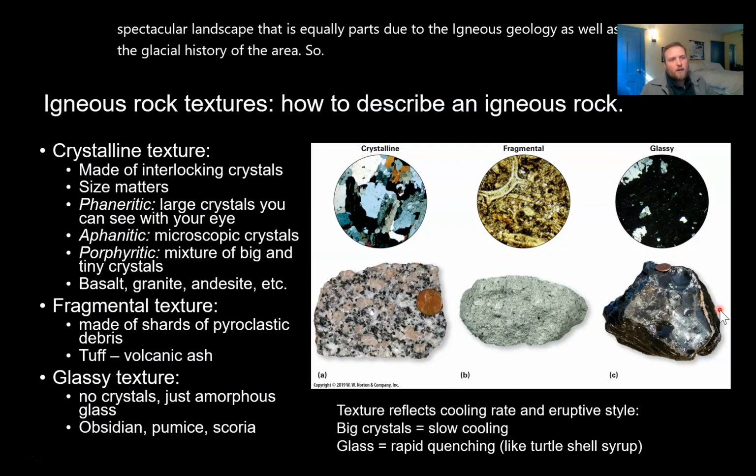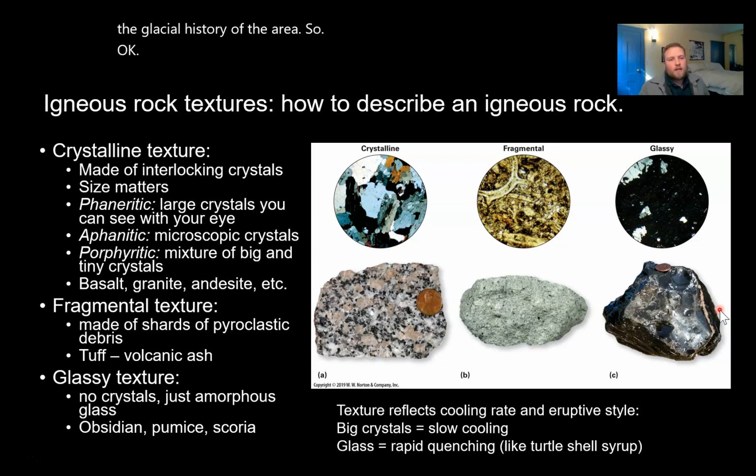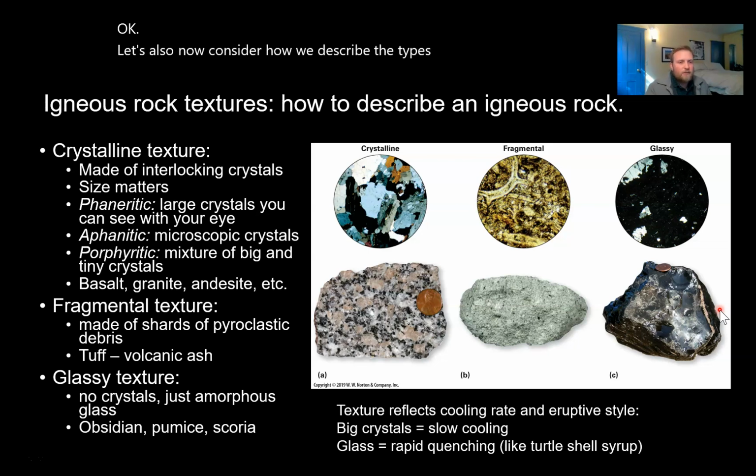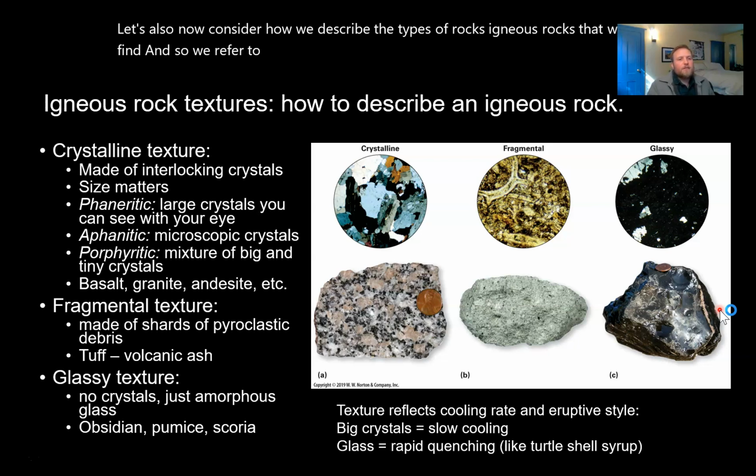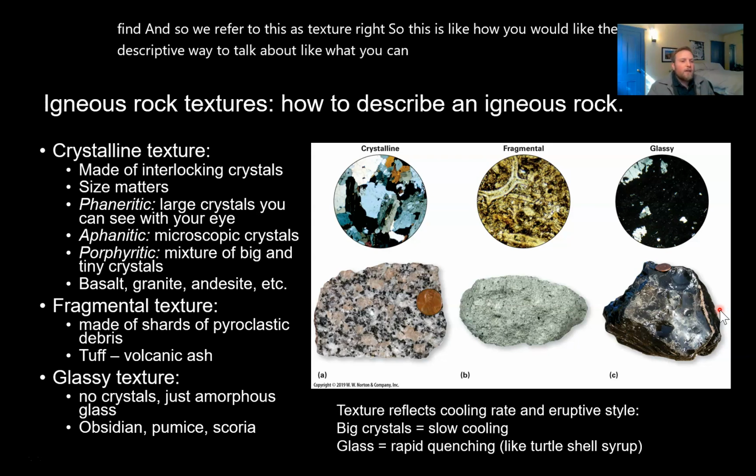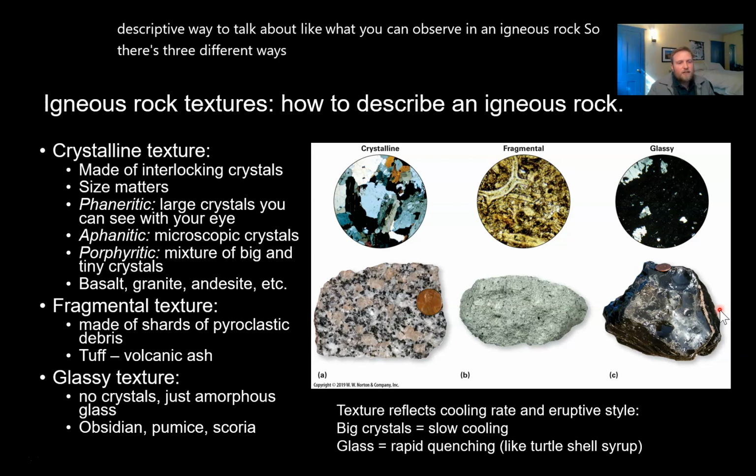Okay. Now, let's also consider how we describe the types of igneous rocks that we find. We refer to this as texture, right? This is the descriptive way to talk about what you can observe in an igneous rock. There are 3 different ways that we classify texture.